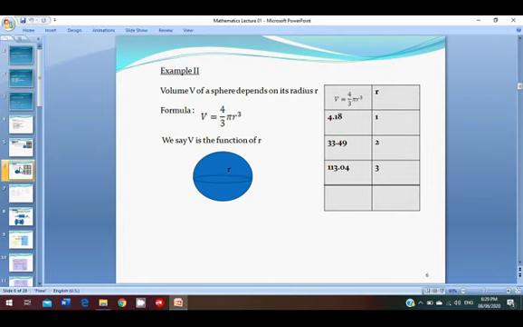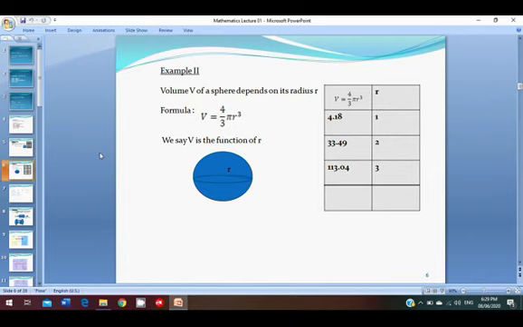Here we have another example. This example is about the volume of a sphere, which depends on its radius. If you see the formula, V is equal to 4/3 pi r cubed. In this equation, 4/3 pi is a constant quantity. So we can't change the value 4/3 pi, but it's up to our choice that we give different values to this radius r.